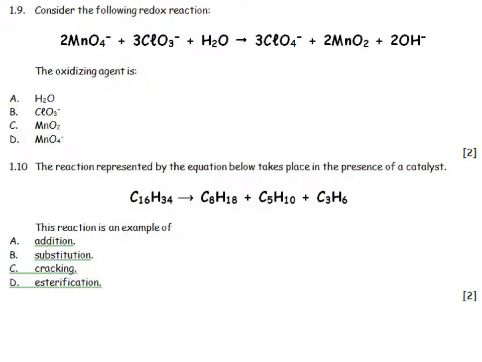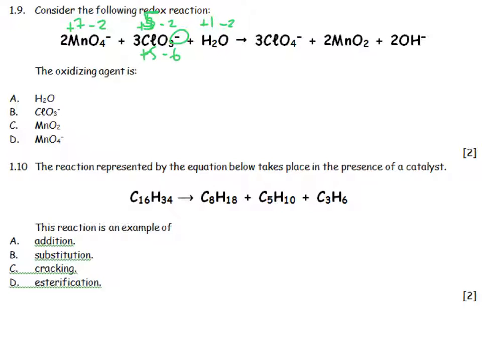Consider the following redox reaction. The oxidizing agent is, so you now need to assign oxidation numbers to everything, and we land up with -2 plus 7 minus 2. This turns out to be plus 7, which is a bit weird for chlorine, but it is how it is. Minus 2, sorry, that's plus 5, because that has to add up, so it's minus 2, so it's minus 6, plus 5 equals minus 1.